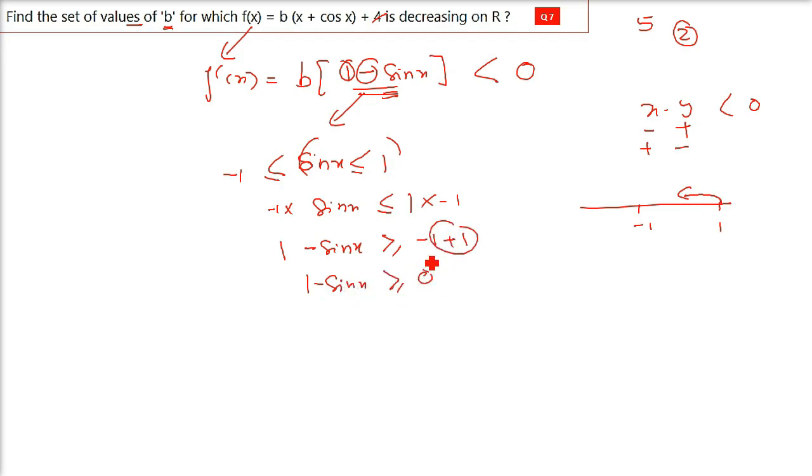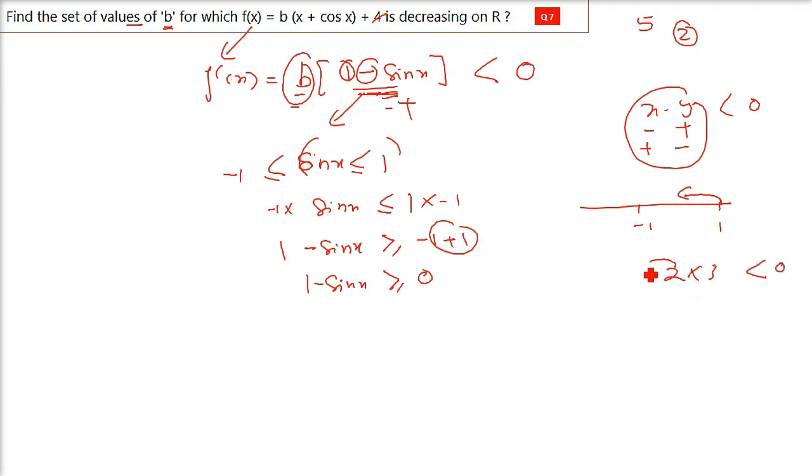Greater than 0 means it is positive. So it cannot be negative. I told you one can be positive, one can be negative in order to get less than 0. 1 minus sin x is greater than or equal to 0. It can never be negative. So what should be there? Only B can be negative, because 1 minus sin x is positive. So B is less than 0.